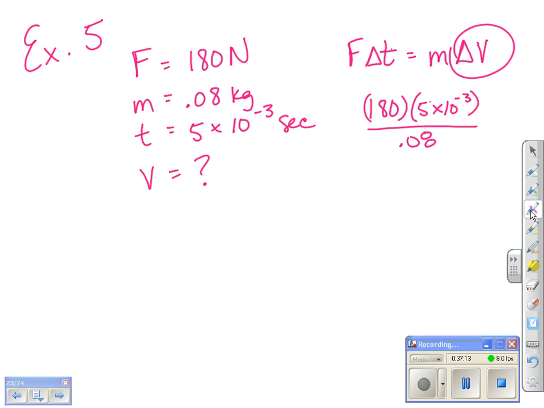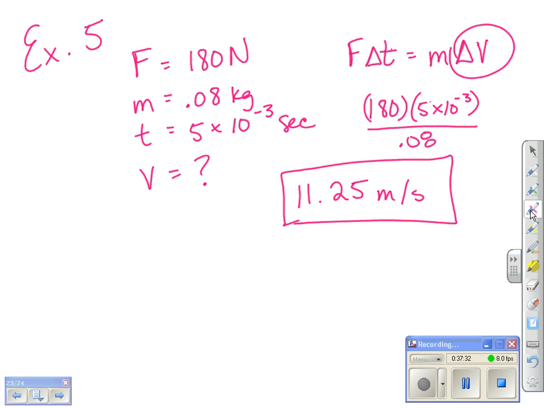And anybody got an answer? Ooh, that sounds correct. I don't know. Okay, if you had 11.25, then you are super smart, because that's the correct answer. And we would have meters per second as the units because it is a velocity.